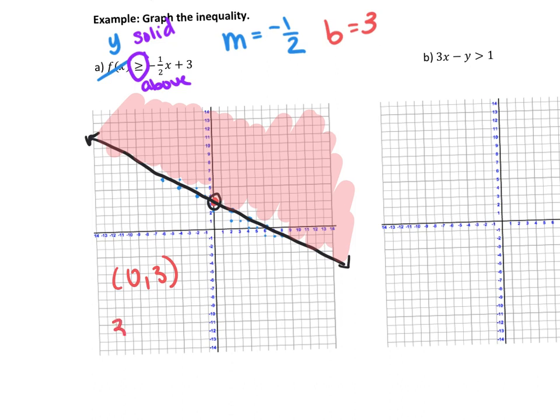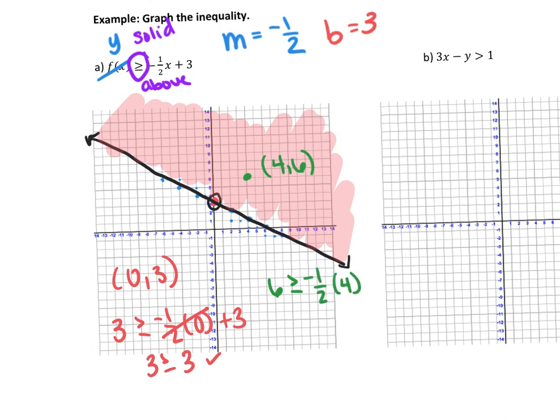then this is saying that y is greater than or equal to negative 1/2 times 0 plus 3. Is that a true or false statement? Is 3 greater than or equal to negative 1/2 times 0, which is just 0? Is 3 greater than or equal to 3? Yes, that is true. If I pick a point in the region out here, such as the point 4, 6, what this is saying is that 6, the y value, is greater than or equal to negative 1/2 times 4 plus 3.